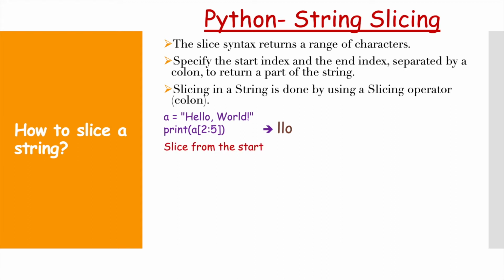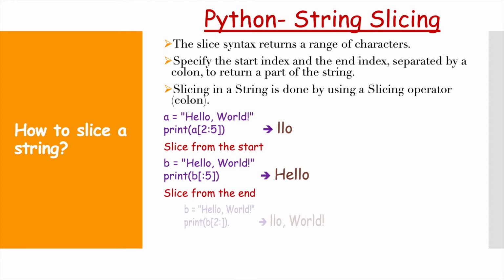So here in another example, where you are slicing from the start, you are not providing any start index, simply providing an end index. So it is going to fetch all the characters from the beginning of the string to the element whose index value is 4. So this is an example of slicing to the end, where you are providing only the start index and no end index. So it is going to fetch the characters whose index value starts from 2 till the end of the string.